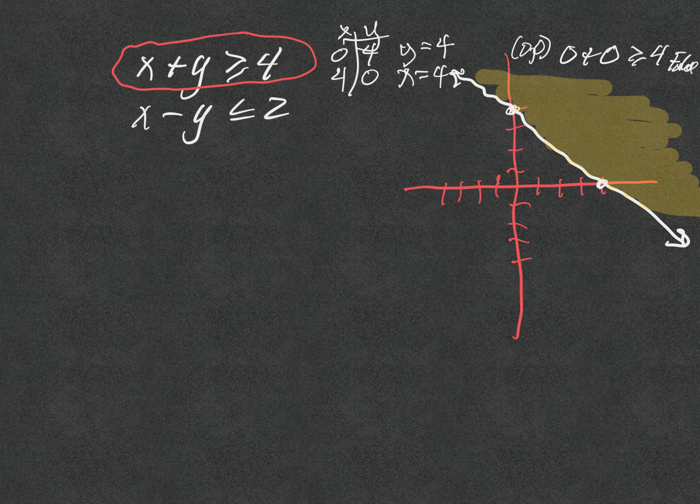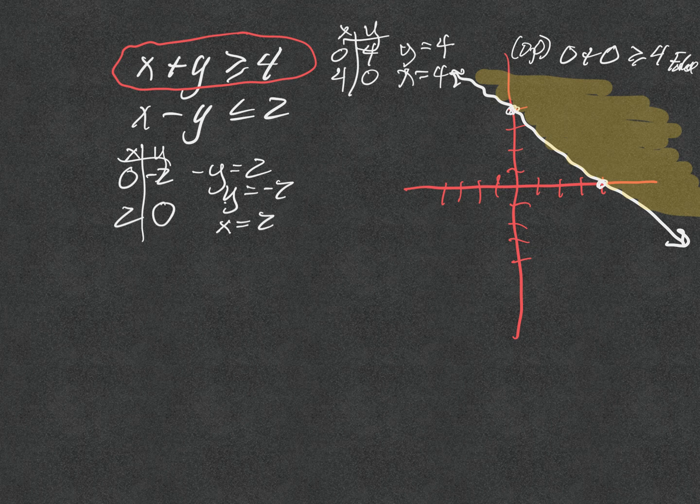Well, if you do two inequalities, you have to graph the other one as well. So let's go back and graph the other one. We have x minus y is less than or equal to 2. On the XY chart, if I let x equal 0, I get negative y equals 2, which is y equals negative 2. And if I let y be 0, I get x equals 2. So this is 0, negative 2, and 2, 0. It is less than or equal, and since it's equal, I graph a solid line.